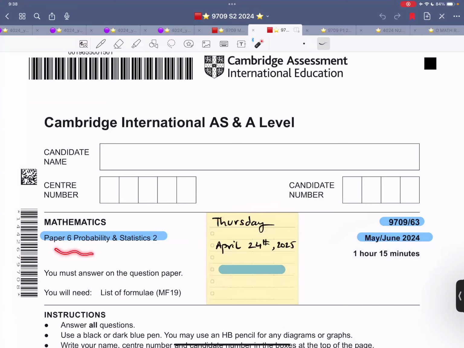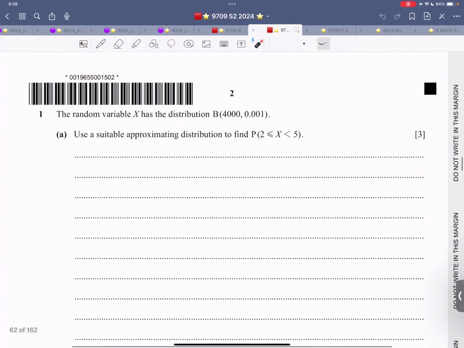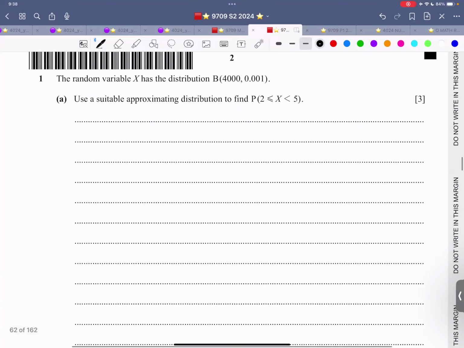In today's video, we are solving this probability in Stats 2 paper, popularly known as S2, of May-June 2024, variant 63. So let's get started. The time is 9:38 and we will solve the whole paper. So 9:38 p.m., that is the start, and let's see how much time it will take. I think a maximum of 1 hour.